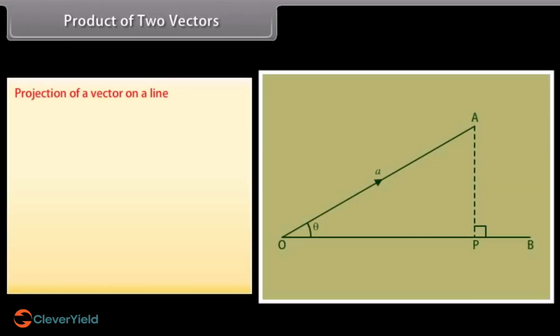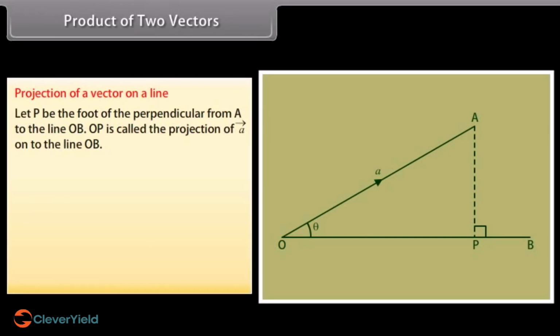Product of two vectors. Projection of a vector on a line. Let P be the foot of the perpendicular from A to the line OB. OP is called the projection of vector A on the line OB. Vector OP is equal to the magnitude of vector A times cos theta, where vector A is equal to vector OA and theta is angle AOP.